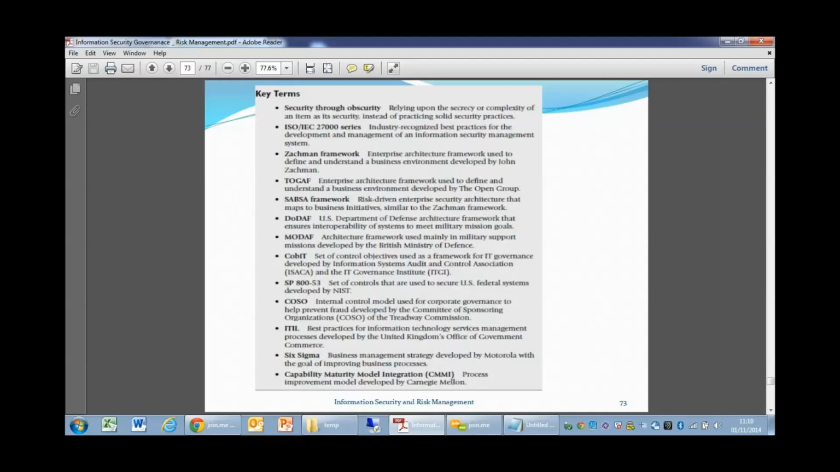So this is just a concept. Please remember, you try to hide something just because it is very complex or just because it is very secret. So that's the concept of security through obscurity, just a fundamental framework concept. Now there's nothing particular about it which can be tested in the exam.